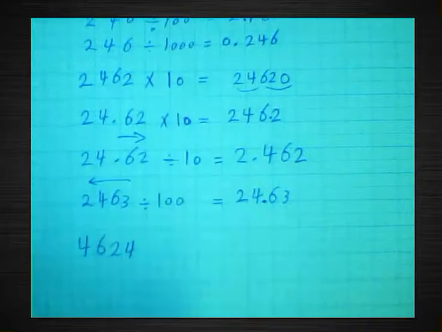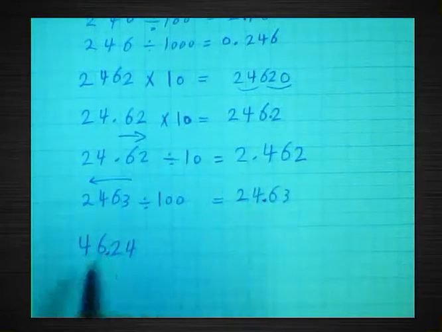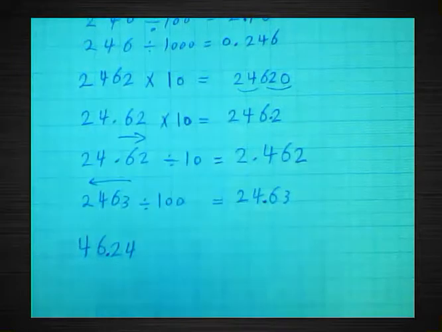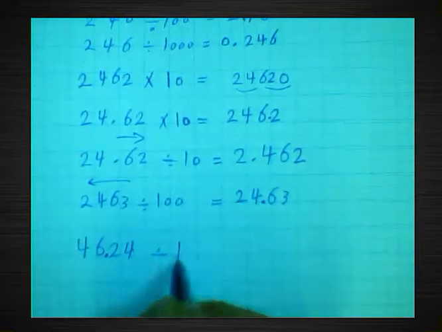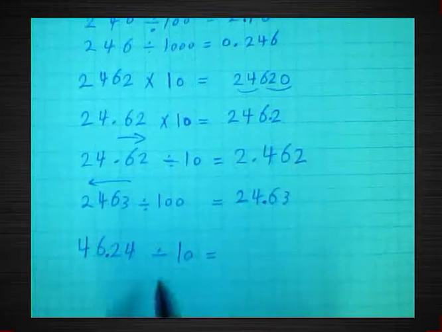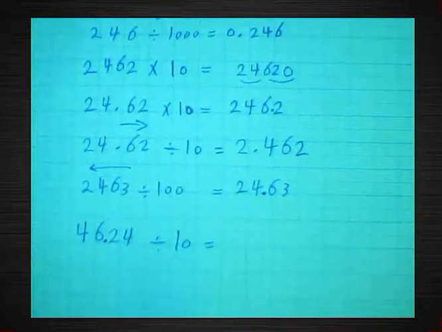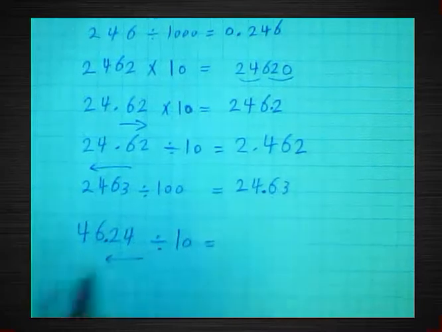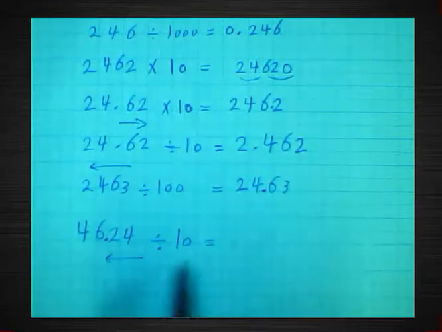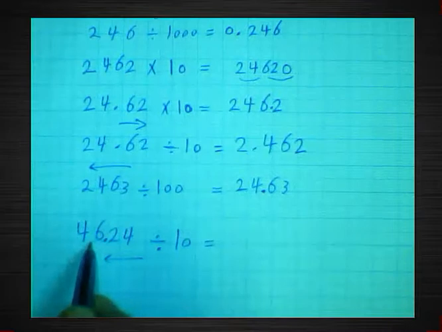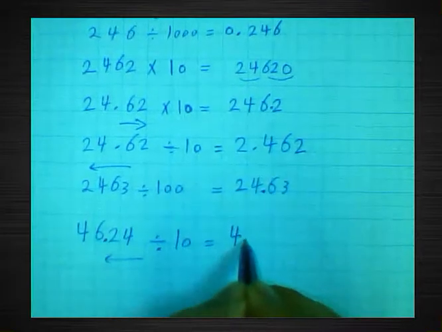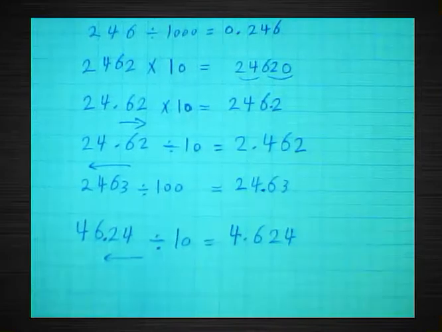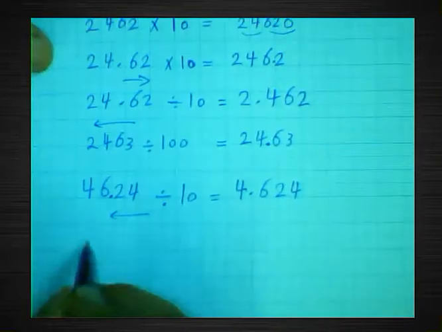And what about 46.24 divided by 10? What was the result? We can find the result by moving the point to the left-hand side by 1 digit. So this point will go in here, 4.624.